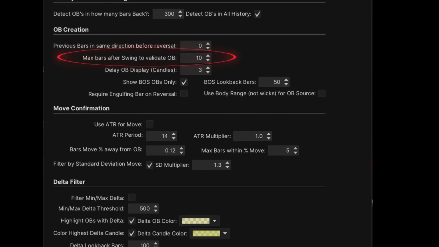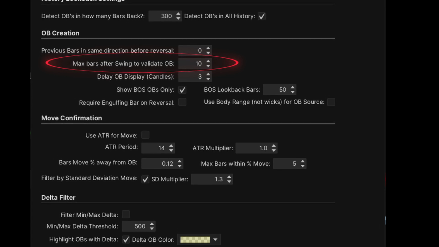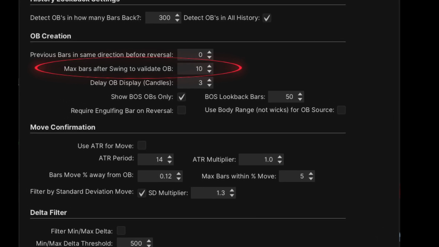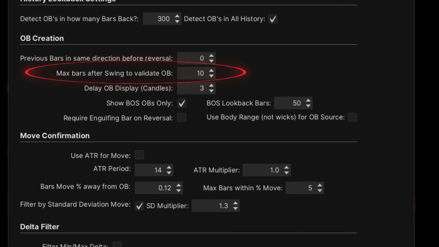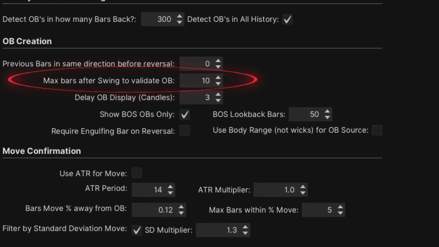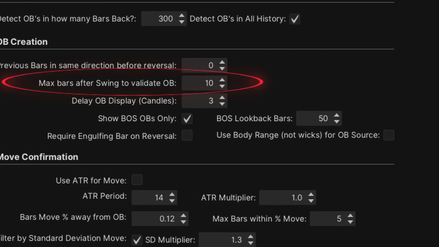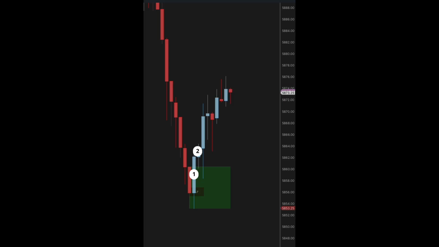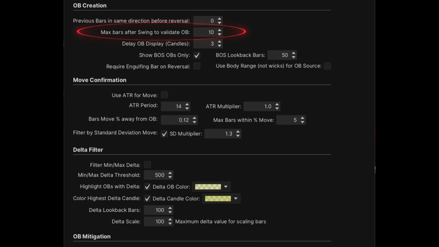Also, we have max bars after swing to validate the order block. If we think there is an order block due to occur because price has reversed, it's first going to look at the percentage move away, or the standard deviation away, or the ATR away from where the source candle was. And it's going to look at how many candles it needs to validate that particular swing as a validated swing. So here, if we have it set to 10, it's only going to look at a maximum of 10 bars to consider that as a swing.